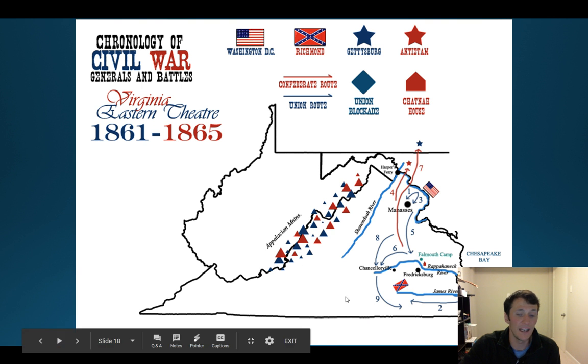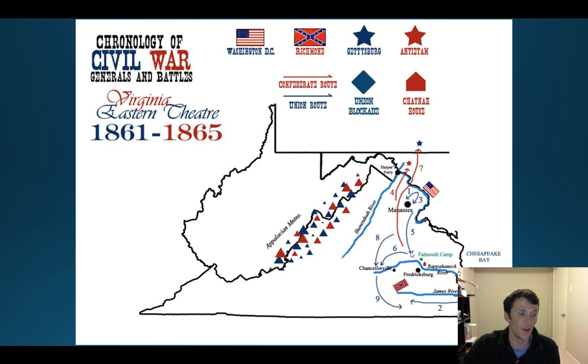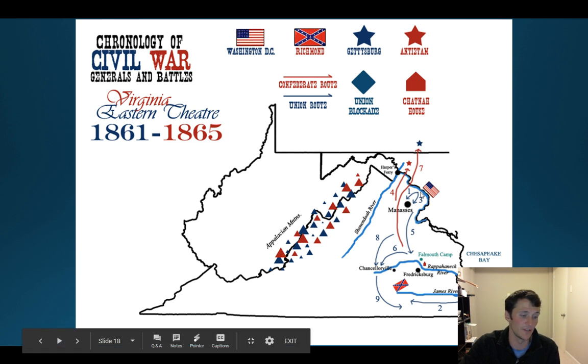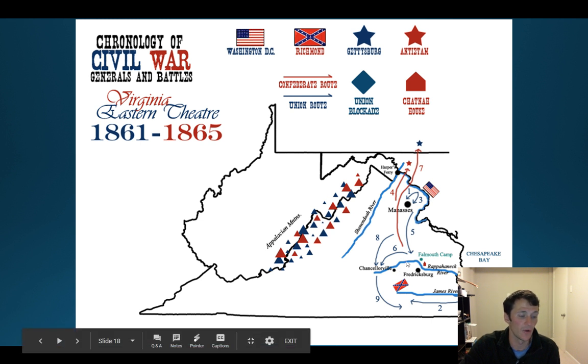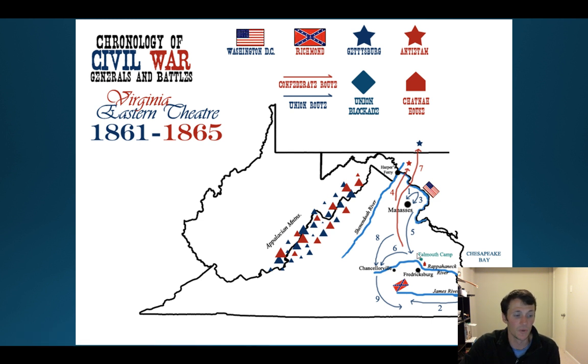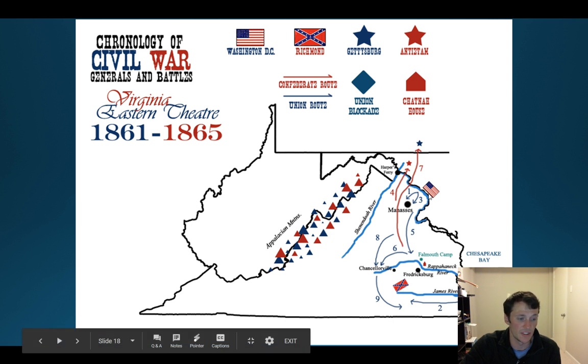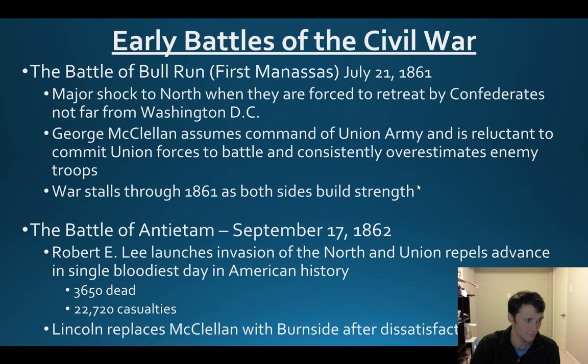And the fighting in the East is going to more or less take place specifically within roughly a 100-mile radius, or so, if not even a little less than that, of Washington, D.C., right? It's in this kind of 100-mile corridor between Richmond down here and Washington, D.C. up here, where most of these battles are going to take place in the East.